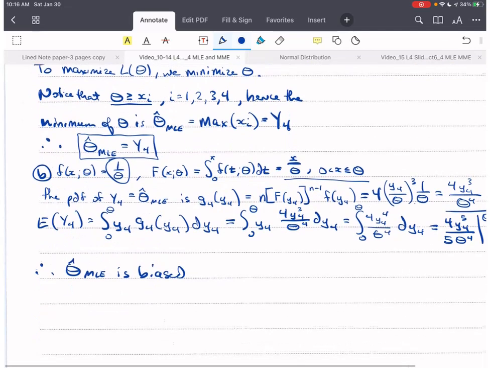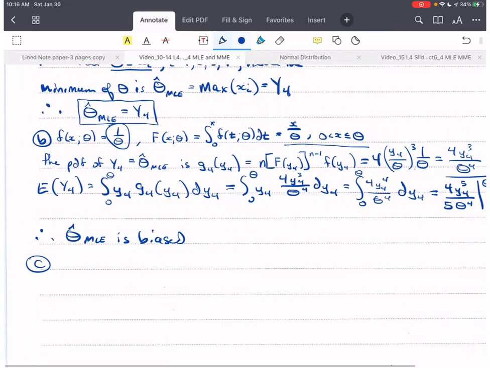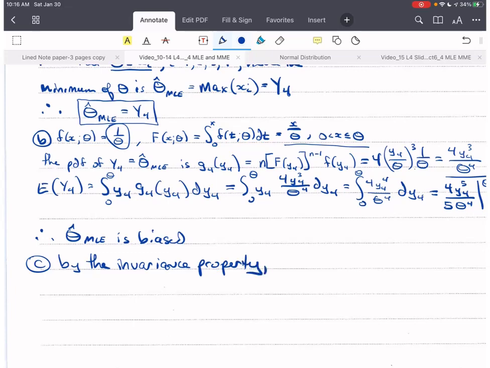Okay. Now, part C, find an unbiased estimator for theta. Okay, we're going to use the invariance property. By the invariance property, so now we get to the example. By the invariance property, g of theta hat equals 5/4 y4 is unbiased.